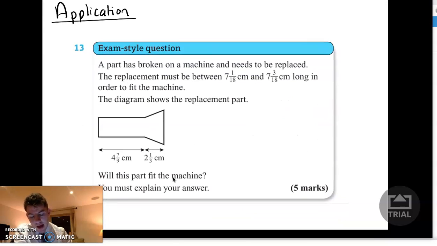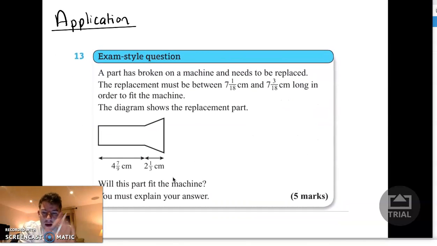And then lastly, application question. So this is the last thing. So pause it here and have a go at this and scan your work in so I can mark it.